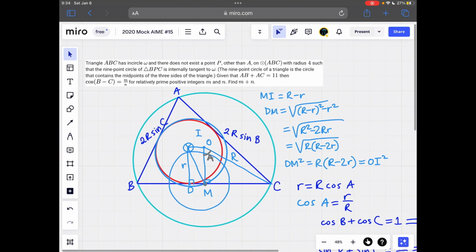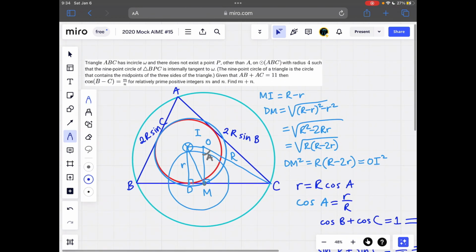Let's go back to the problem statement. It equals m over n for relatively prime positive integers m and n. M equals 57 and n equals 128. What is m plus n? It is 185. And we are done with mock AIME problem number 15.